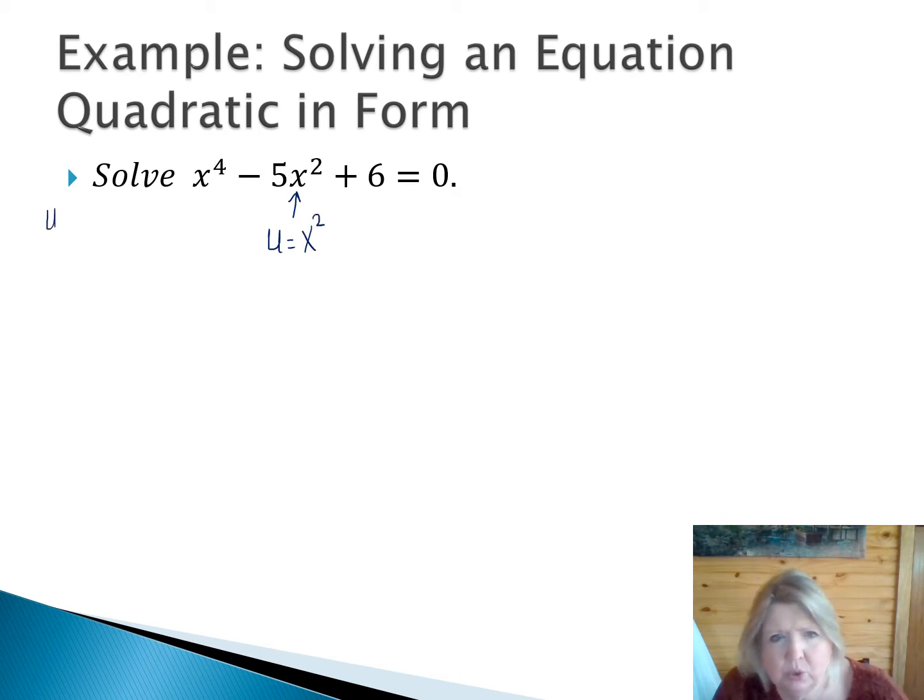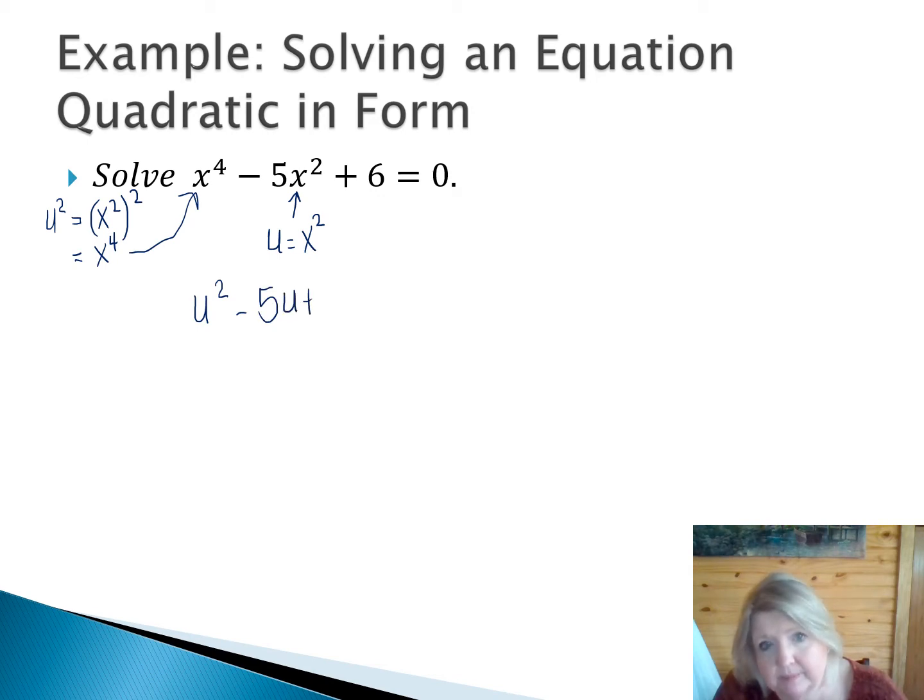Then what would u squared be? It would be u, which is x squared, squared, which is x to the fourth power, which is what is in the place of my quadratic. So I'm going to put u squared in the place of x to the fourth. I'm going to put u in the place of x squared. And I have a quadratic equation that results, one that I'm fairly good at solving by now.